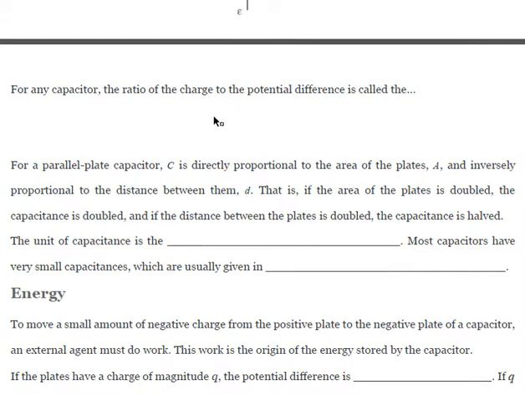When we talk about capacitors, the ratio of charge to potential difference is called the capacitance, or just capital C. And since it's a ratio of charge to potential difference, the equation for it will look just like that. So charge over potential difference. C equals Q divided by V.